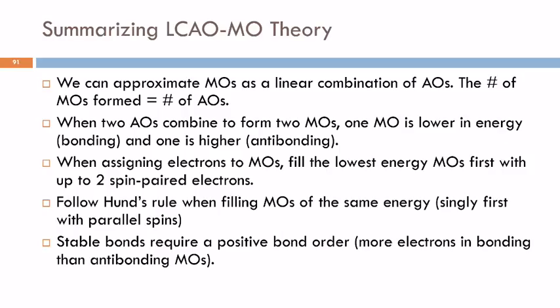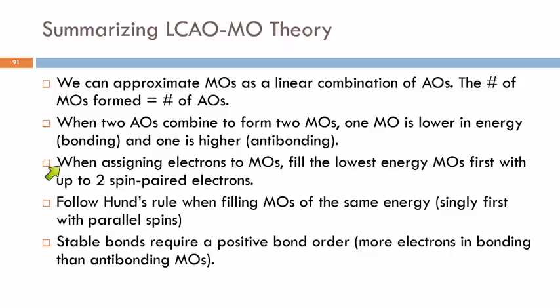So here's a summary of what we talked about so far. Molecular orbitals are approximated as linear combinations of atomic orbitals. The number of molecular orbitals formed equals the number of atomic orbitals you start with. So what we've seen so far is a 1s orbital from each atom. We're starting with 2 orbitals. We get 2 molecular orbitals. When 2 atomic orbitals combine, one is an antibonding molecular orbital and the other is a bonding molecular orbital.